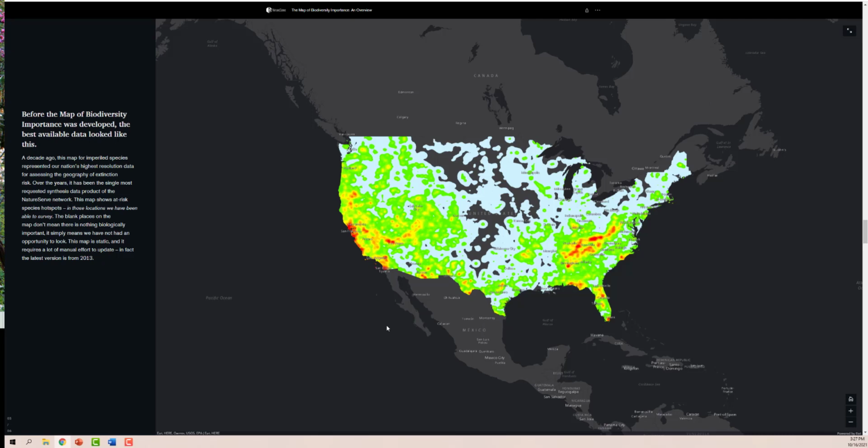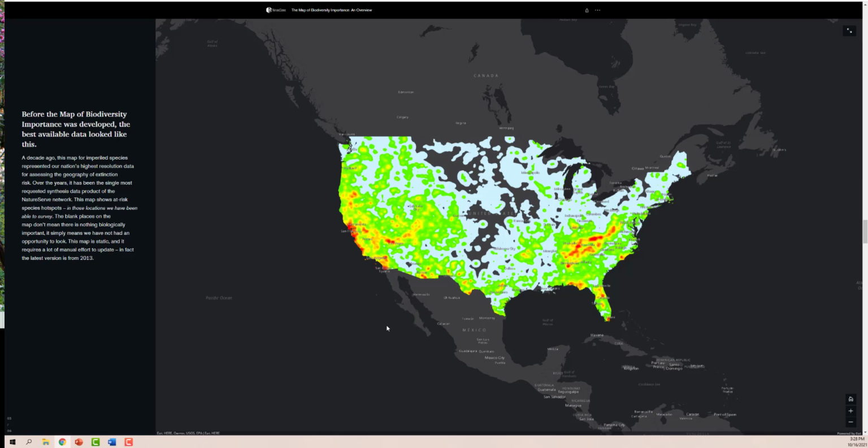And it said, based on these data sets, we think that the areas in red are the most important to conserve. And so this was a decade ago, and it was the best that we had. And over the years, Nature Map has worked to sophisticate the model and create higher levels of detail.